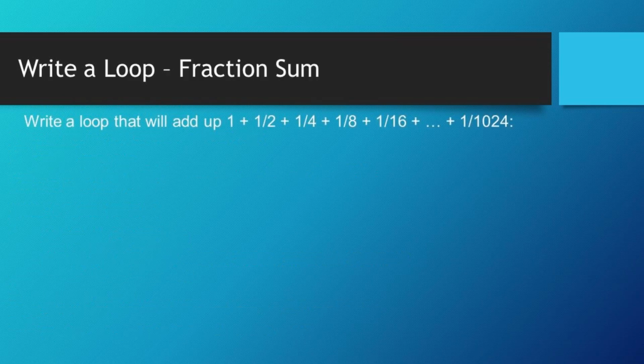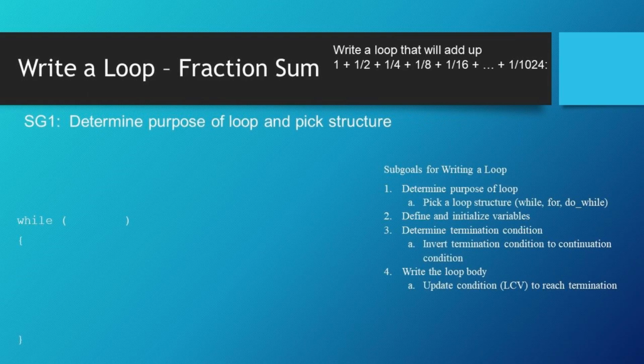Now let's look at another example. Here, we will write a loop that adds up the values 1 plus 1/2 plus 1/4 plus 1/8 plus 1/16, all the way until we reach 1 over 1024. For subgoal 1, we determine the purpose of the loop. Here, we have a summation loop. We know how many times we will go through the loop, so this could be a for loop. But for now, we are going to write this as a general purpose while loop.